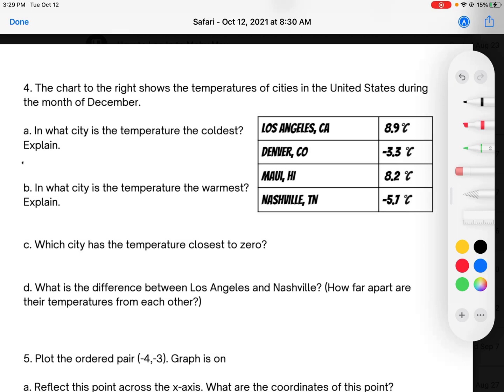Let's work on number 4. This says the chart to the right shows the temperatures of cities in the United States during the month of December. So we see the chart right there. And now we're going to answer the questions. It says, in which city is the temperature the coldest?